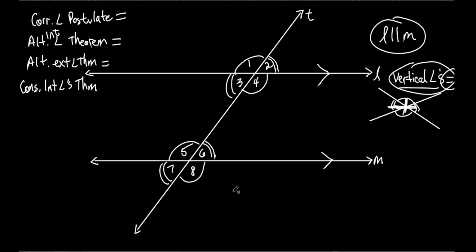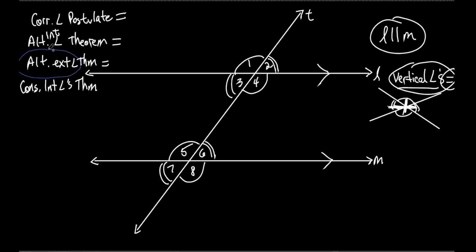Everybody see that? Yeah? Because look, 1 and 8, they're equal to each other. Well, what's the relationship? Here we go again with that word. What's the relationship between 1 and 8? It's one of these things. What are they? 1 and 8. They're not interior because they're not in between the 2 parallel lines. They're exterior. What's the only one that has exterior in it? Alternate exterior angles. That's right.